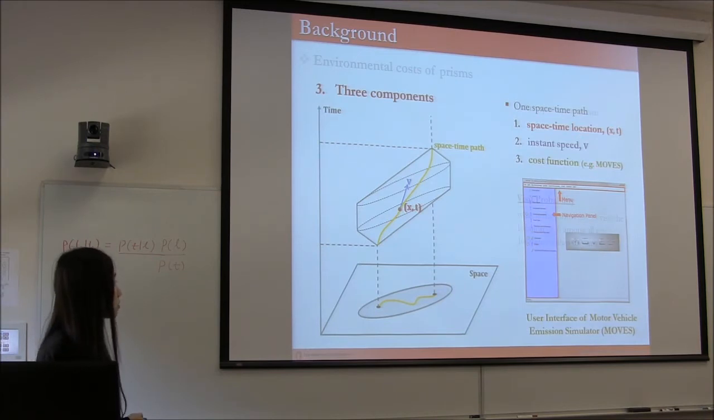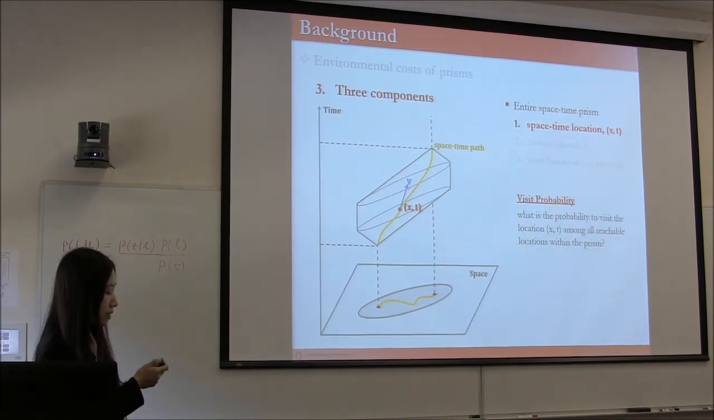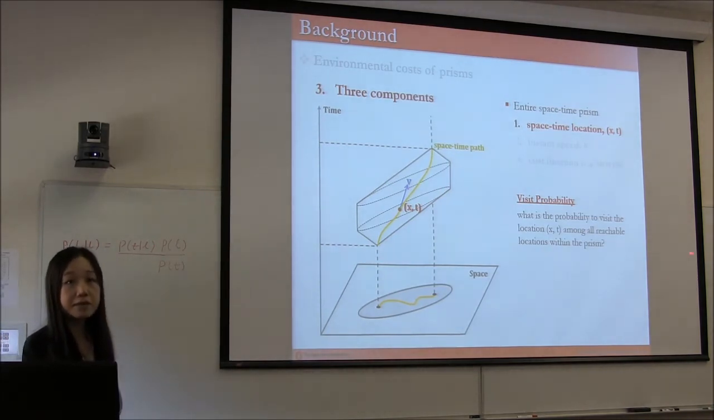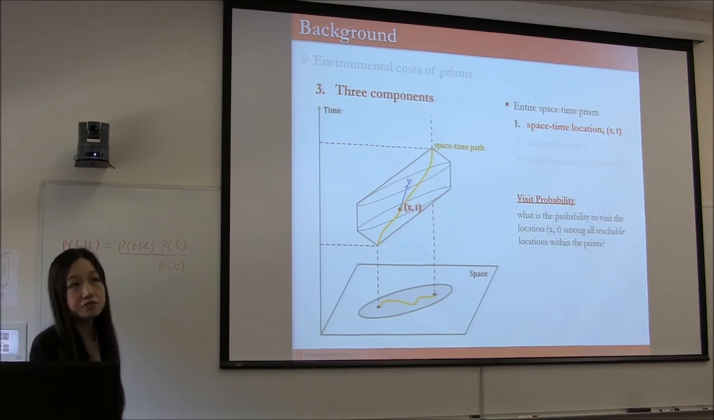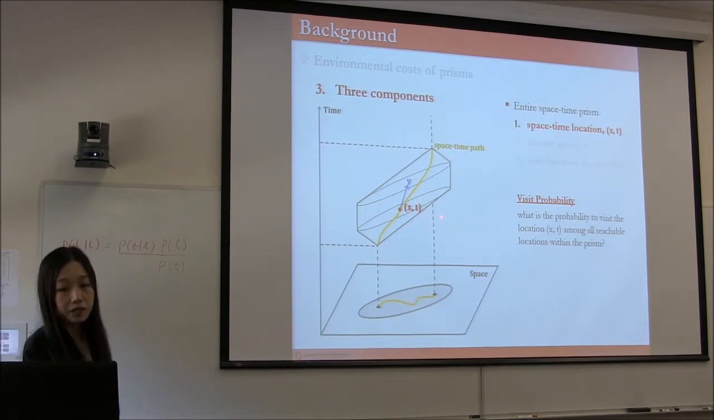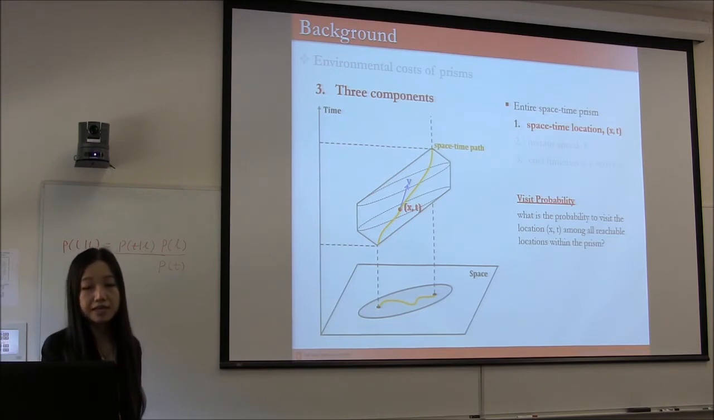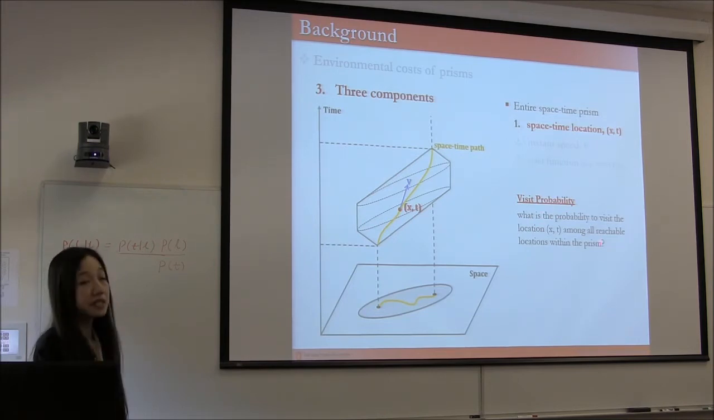So going to the space-time prism, we still can use the cost function we use for the space-time path. The thing we need to solve is locations. There are a lot of locations within the space-time prism. So we first need to solve what is the visit probability distribution. That is, what is the probability to visit that space-time location among all the reachable locations within the space-time prism. So that is the first component.